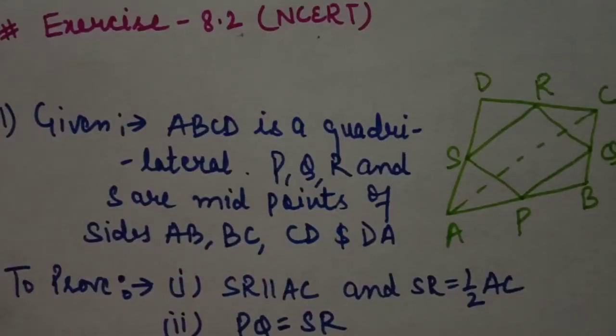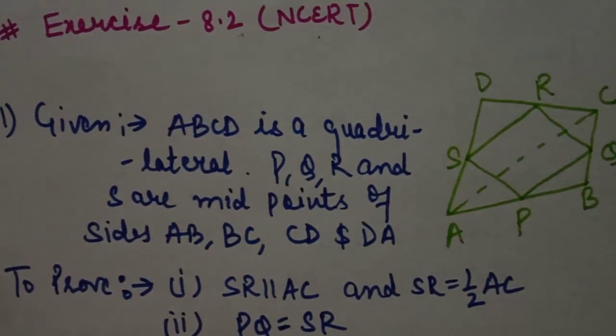First question of exercise: ABCD is a quadrilateral in which P, Q, R, S are midpoints of the sides AB, BC, CD and DA. AC is a diagonal. Show that SR is parallel to AC, SR is half of AC, second PQ is equal to SR, and third PQRS is a parallelogram.